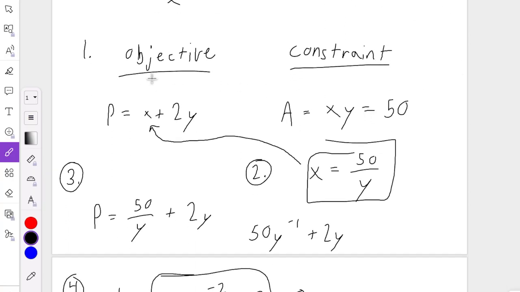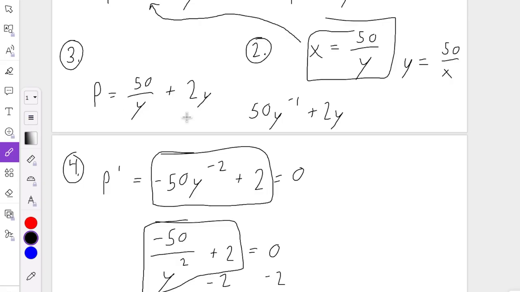After you have the objective and constraint equations, the next thing you want to do is solve for one of your variables. I chose x. If you chose to solve for y, by the way, y equals 50 divided by x, we would get the same answer, just in a different way. It would just be slightly different steps, but the same process. So anyways, I plug that into the objective, and I simplify if I need to. That involved rewriting this to take the derivative in the next step.